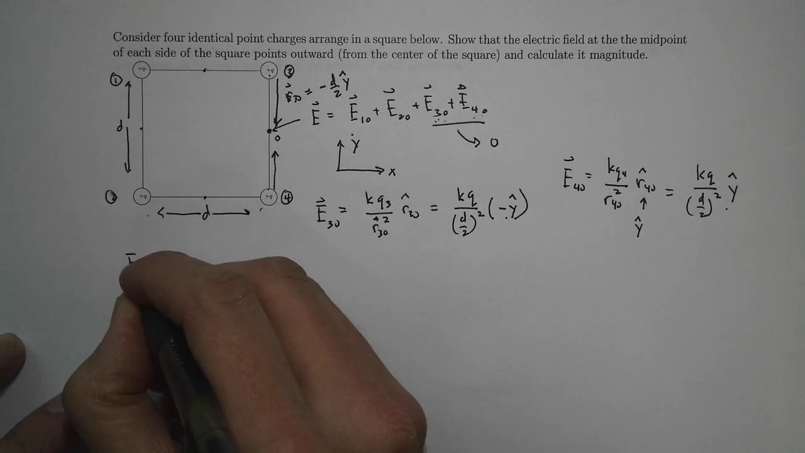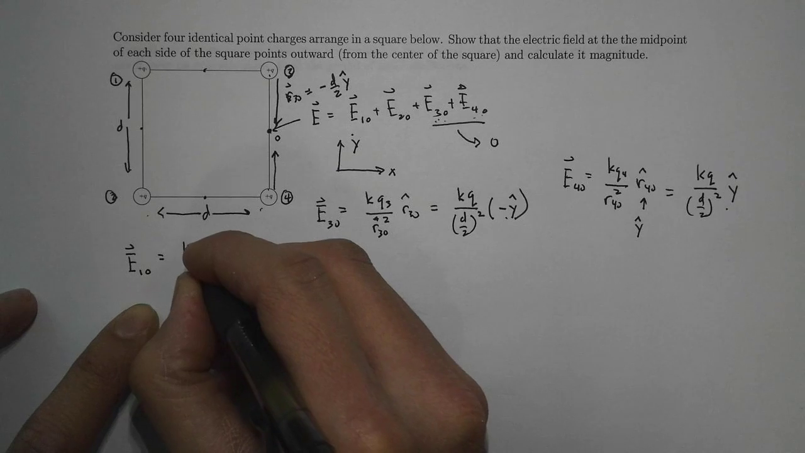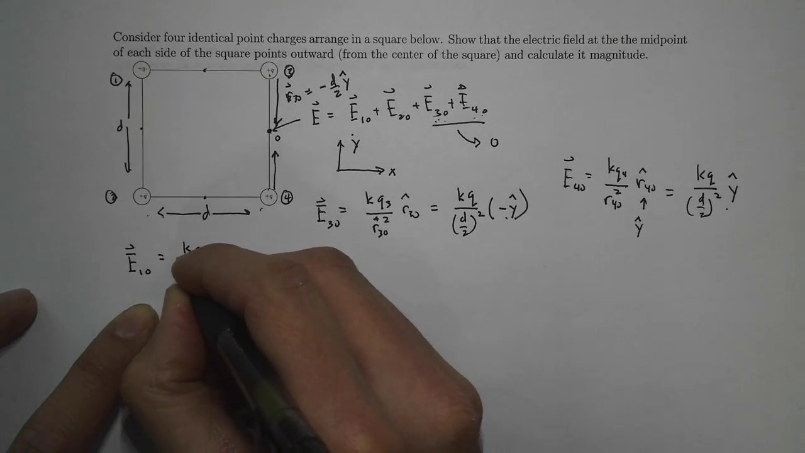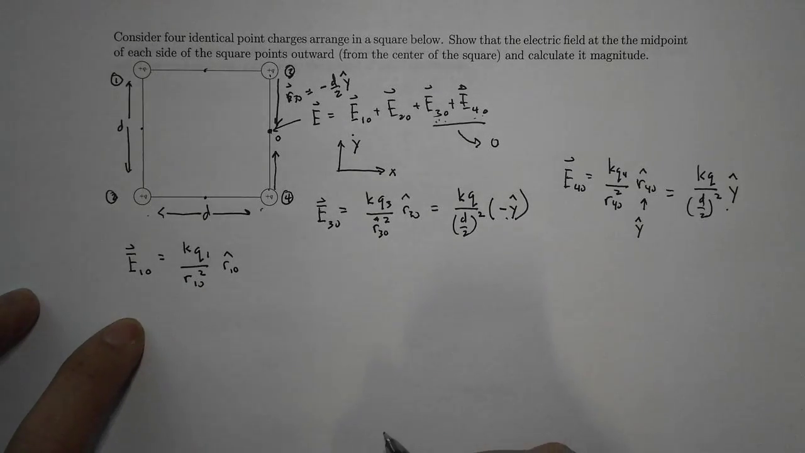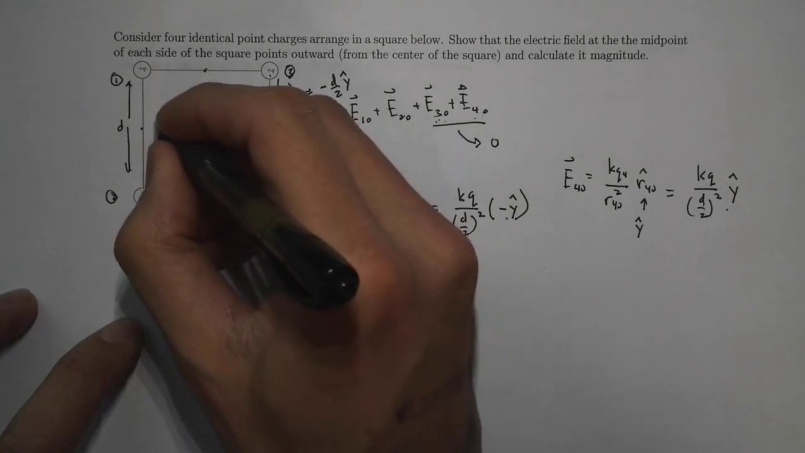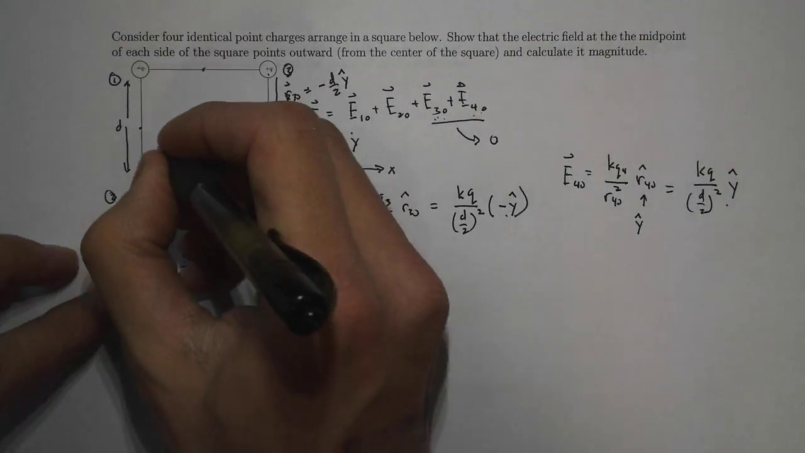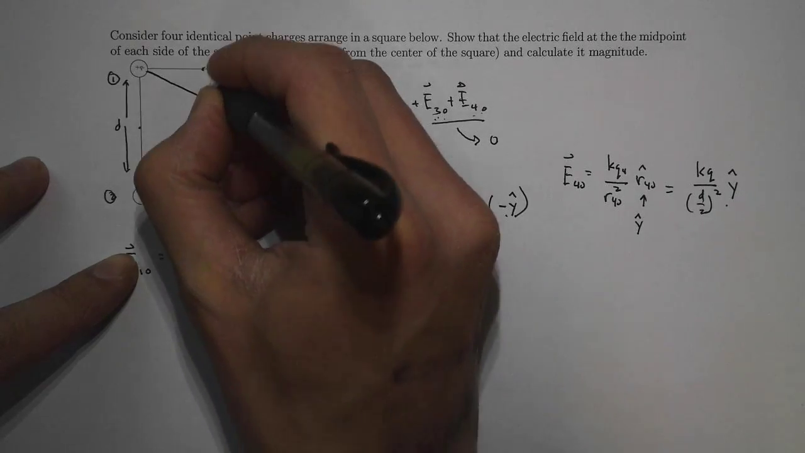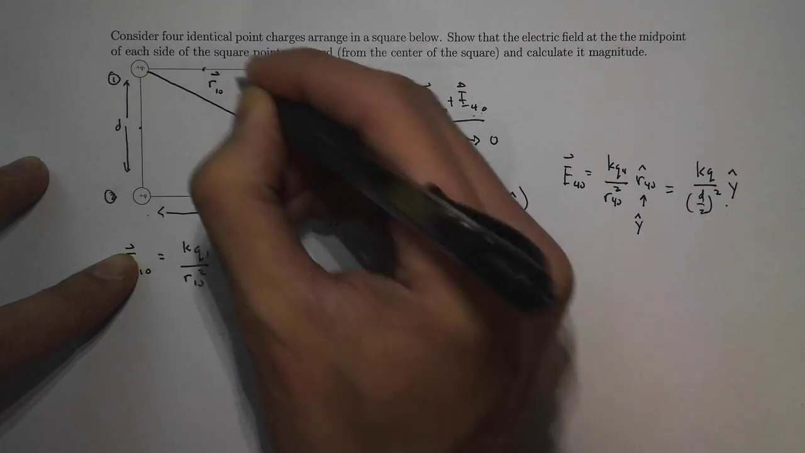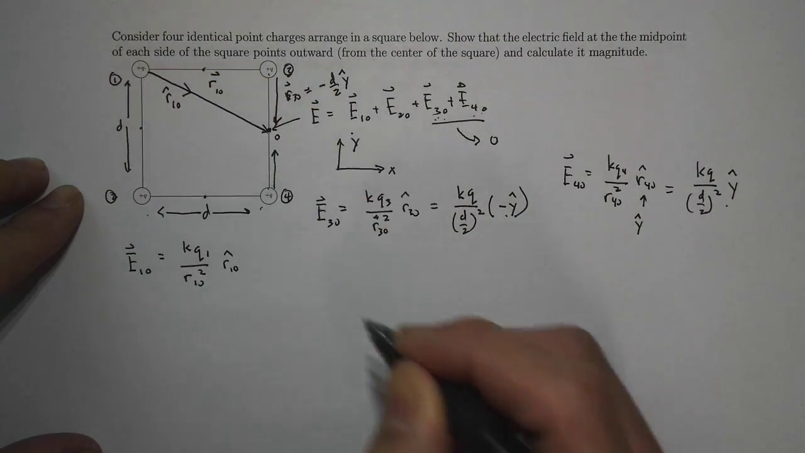So let's calculate the electric field from 1 on O. Well, this is just simply going to be equal to k q1 over R10 squared, R10 hat. Now, the tricky part is getting R10 hat correctly, right? So, what is that direction? So, let's just draw this out very carefully. So, this is R10 vector, okay? And R10 hat will be something in this direction, all right?